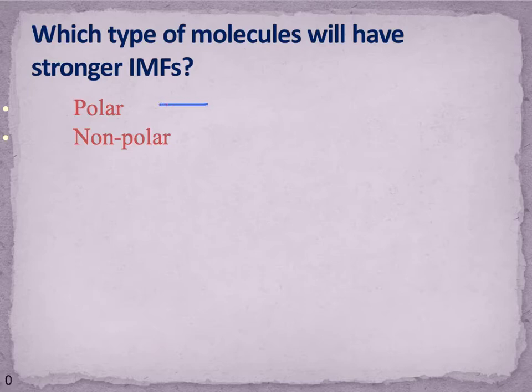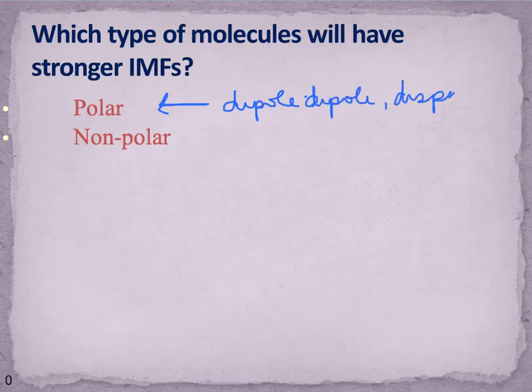Hopefully you said polar. Remember that when we're dealing with something that's polar, it has our dipole-dipole forces, and it has dispersion forces. But when we look at nonpolar compounds, they are only going to have the dispersion forces. They're not going to have any other intermolecular forces. And we know that everybody's got dispersion forces, and they are very weak. And so polar molecules are going to have stronger intermolecular forces because we have these dipole-dipole forces present. So we know polar has these stronger intermolecular forces.